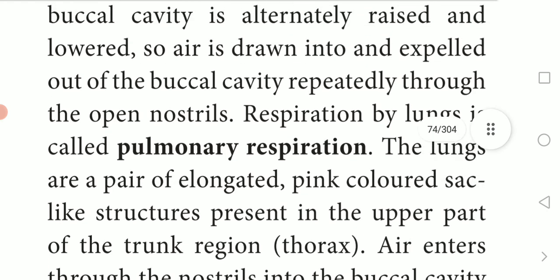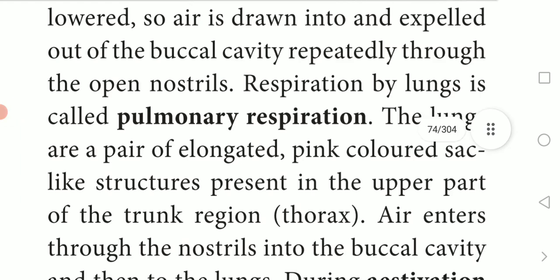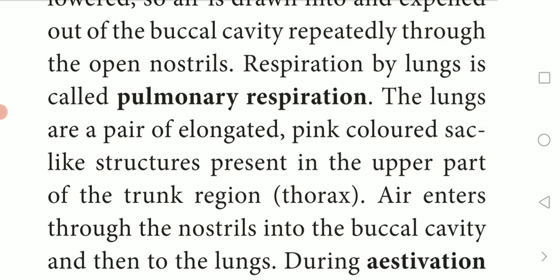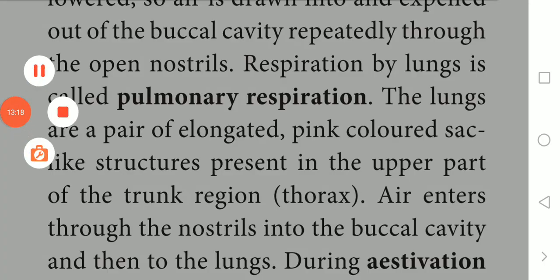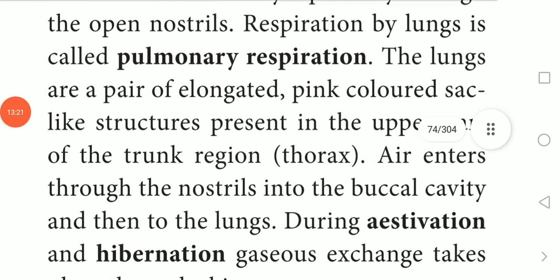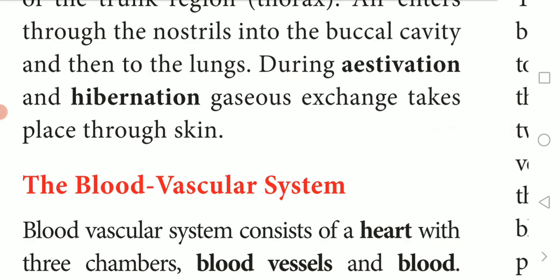Respiration by the lungs is called pulmonary respiration. Underline this word; they will ask you what pulmonary respiration is. The lungs are a pair of elongated, pink colored sac-like structures present in the upper part of the trunk region. Air enters through the nostrils into the buccal cavity and then into the lungs.